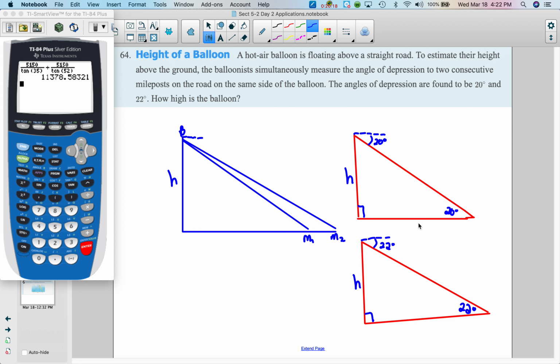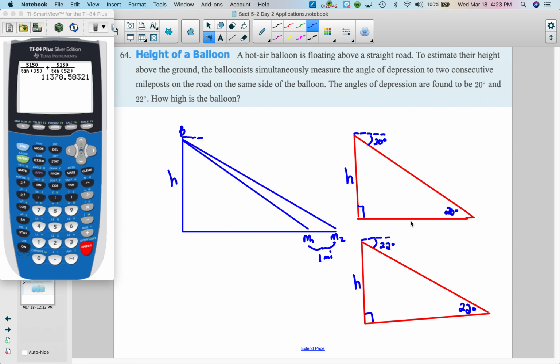So now I have these two triangles, but I need something else. I need another piece of information. Because I don't know this horizontal distance, I'm trying to find out how high the balloon is, but I need another side. So here's my other piece of key information. They are consecutive mile markers. So that means that this distance right here is 1 mile.